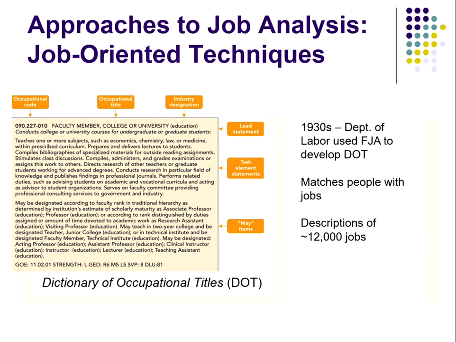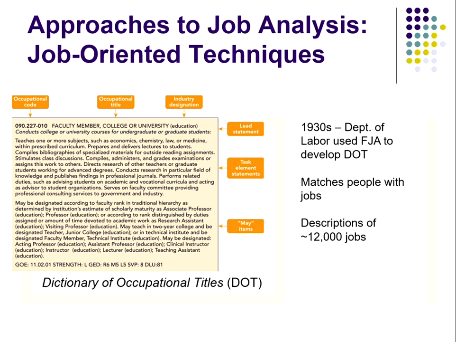So they get very specific. Here's the general description under the task element statements. Here's the general description of what a person in this job category would do. And then in the may terms, they start getting very specific, right? About it could be this or it could be that. It might be like this or it might be like that. So it's a pretty neat little undertaking.